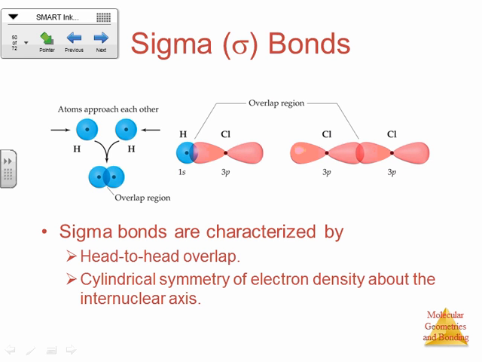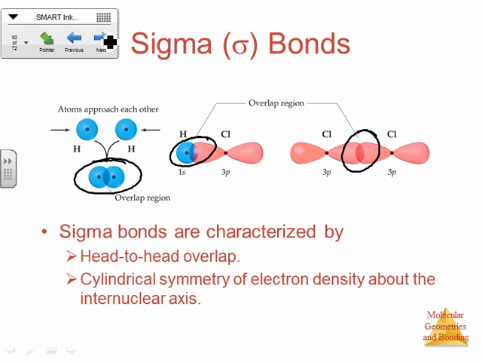And so sigma bonds are head-to-head overlap, and all these right here are examples of sigma bonds. You get a sigma bond right here where two s orbitals are overlapping, but it's head-to-head overlap, which with s orbitals is the only way it can happen. They're directly overlapping. And then the same thing here. These are directly overlapping with one another. That's a sigma bond.